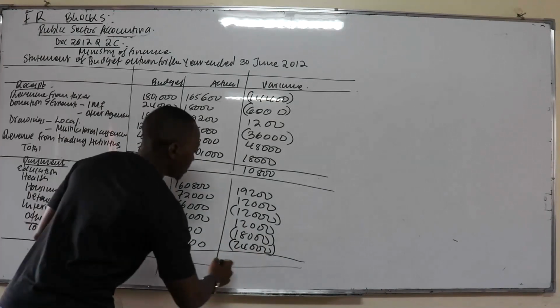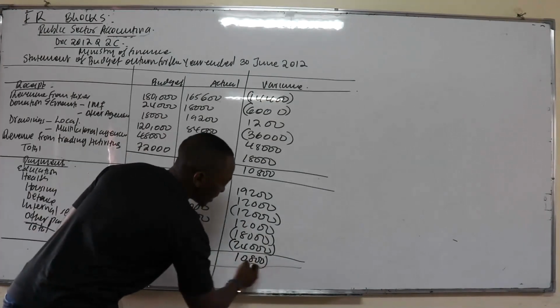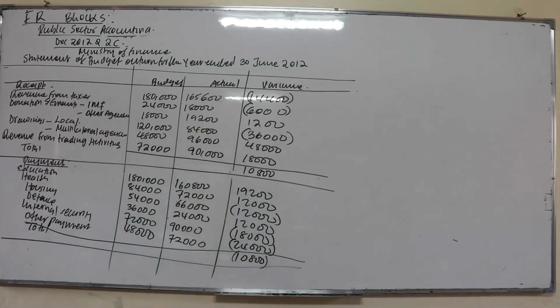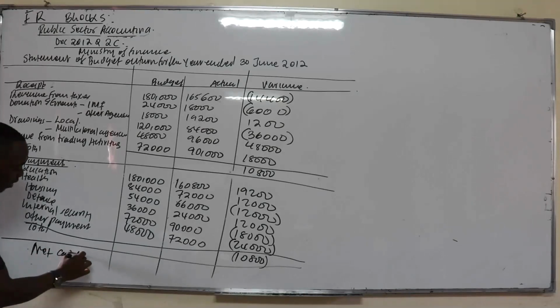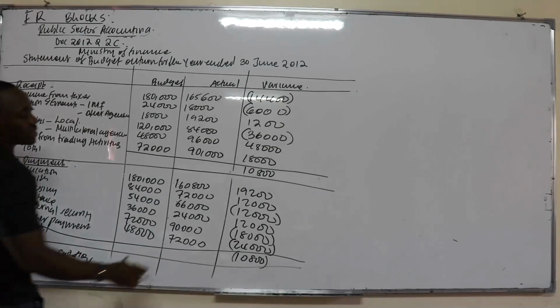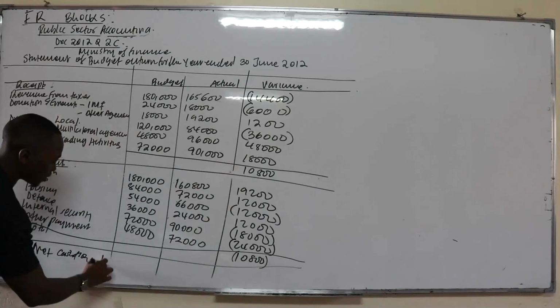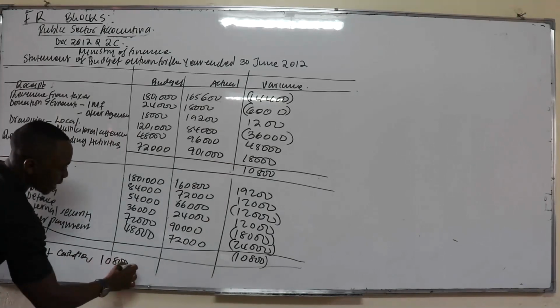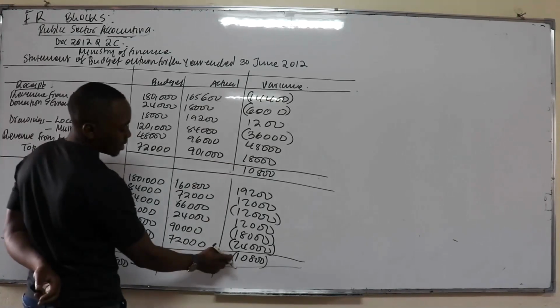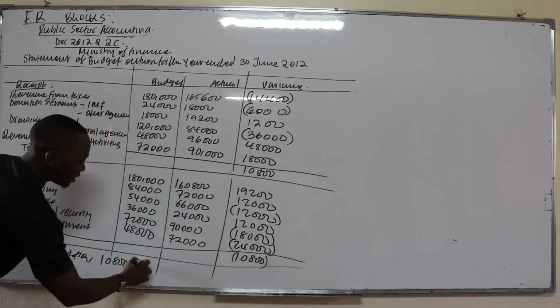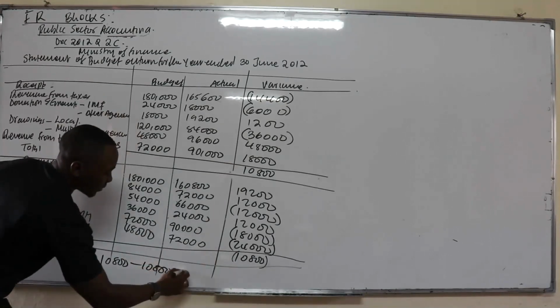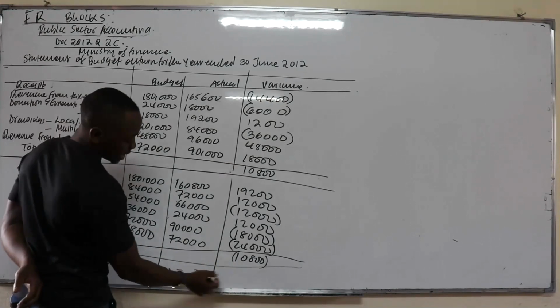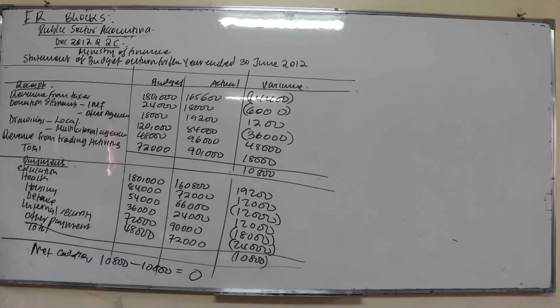And you have 10.8, but it's a negative. So now we can get our net cash flows. Our net cash flows, we had a favorable from the receipts of 10,800 minus here you had a total of 10,800, but it's an adverse. So the net cash flow is 0. So you can take a screenshot of that.